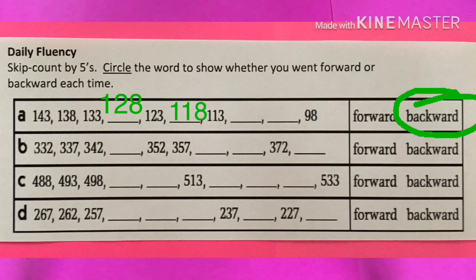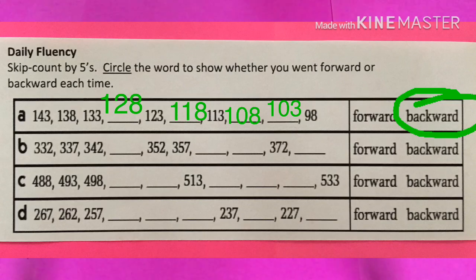And then from 113, 5 less. Use our fingers. 112, 111, 110, 109, 108. So we write 108. And finally, 5 less. 107, 106, 105, 104, 103.